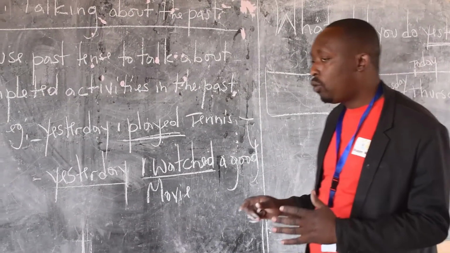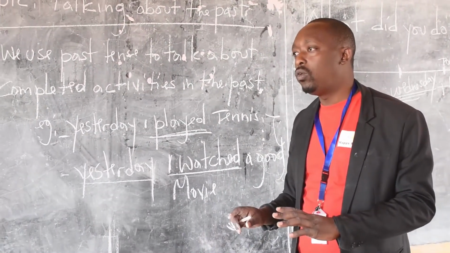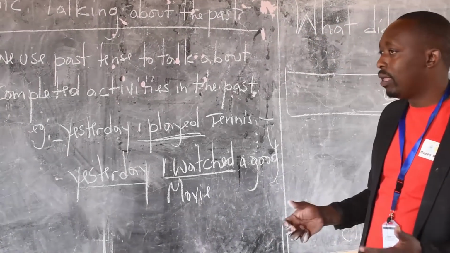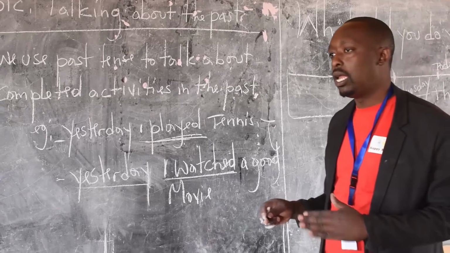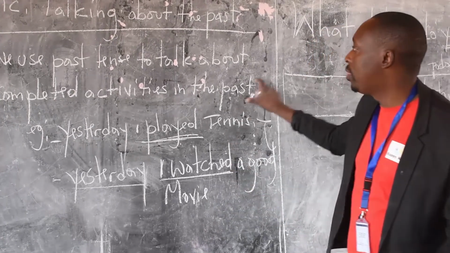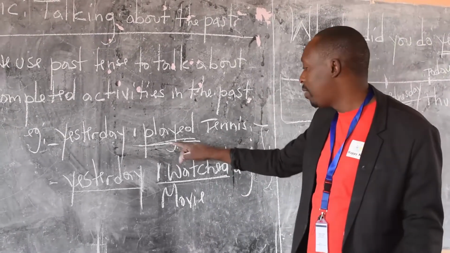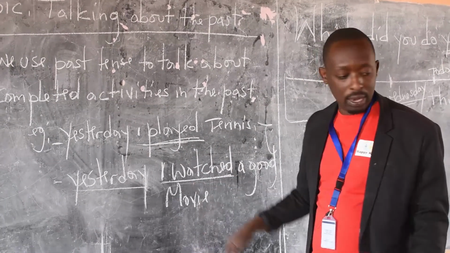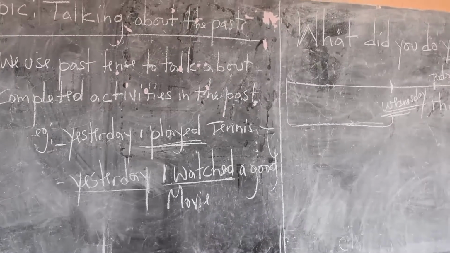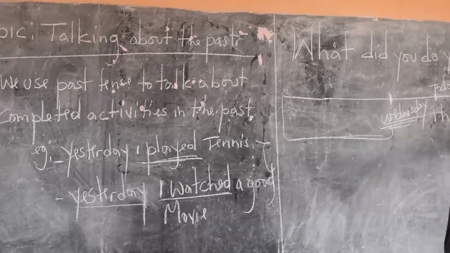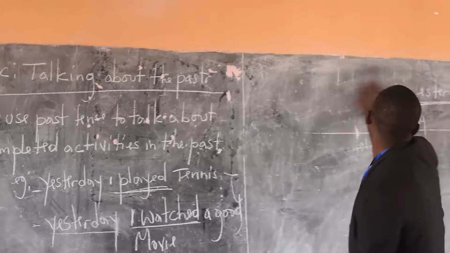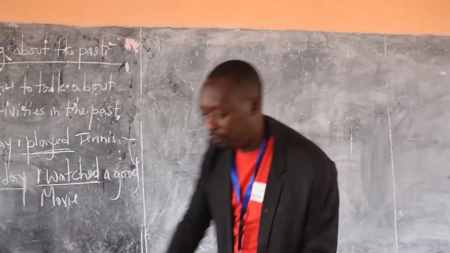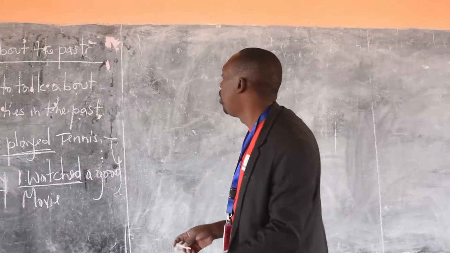Remember, when we are talking about the past, we can't use other tenses we saw in class like present simple tense or future. No, when we are talking about the past, we use past simple tense. Okay. Now, let me show you how to form past simple tense.